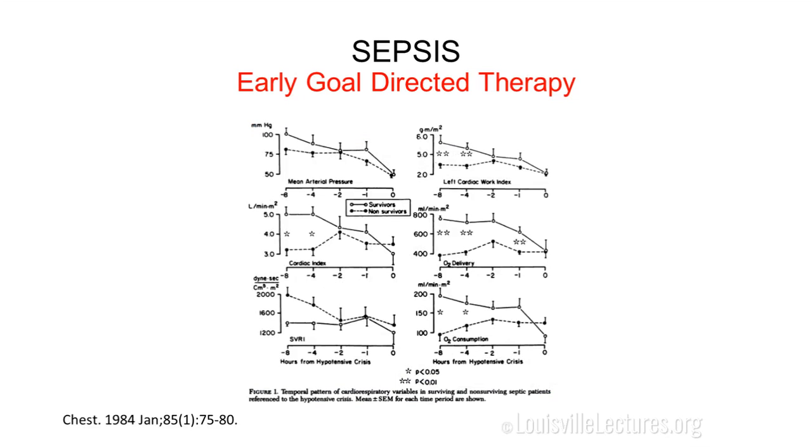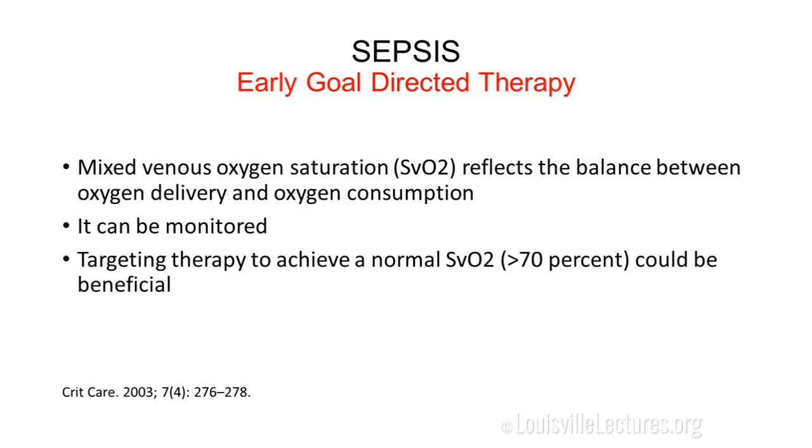Back in the 80s, there were some observational studies, and one in particular showed that in patients with sepsis or septic shock who survive, the oxygen delivery tends to be higher than in the patients who do not survive, in the hours preceding the hypotension. And the oxygen consumption tends to be higher as well in patients who survive. Therefore, it makes sense from a physiological standpoint to try to increase the oxygen delivery to patients with sepsis.